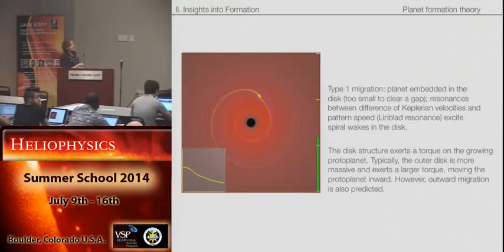Then once the embryos are formed inside of the disk, there are a couple of possibilities. There's a type 1 migration that can take place. The planet's embedded inside the disk. It's too small to clear a gap. And resonances between the Keplerian velocities and the pattern speed in the disk set up Lindblad resonances that excite spiral wakes in the disk. And you can see these wakes shown here. And in the next slide, I have a picture showing the evolution to type 2.